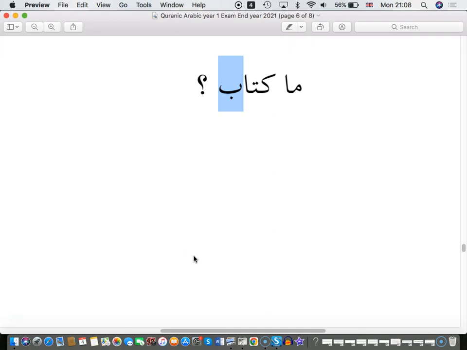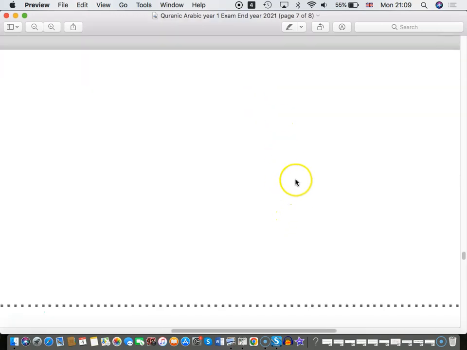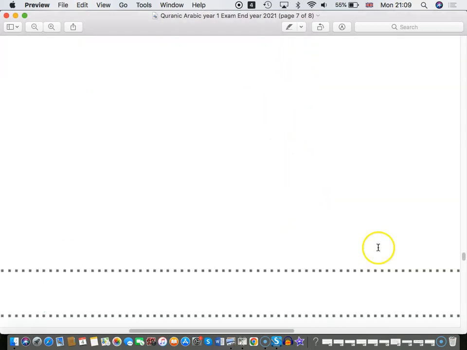What is a book? And what's the mubtada? Ma is the mubtada. Why is ma mubtada here? Because we said the word after ma, if it's ma'rifah, it's mubtada. Otherwise, ma is mubtada. Okay, good. Kitab is nakira. Shabash.